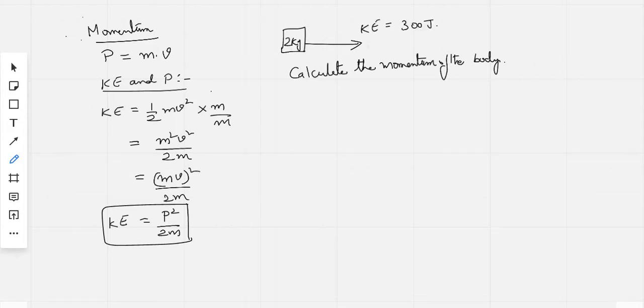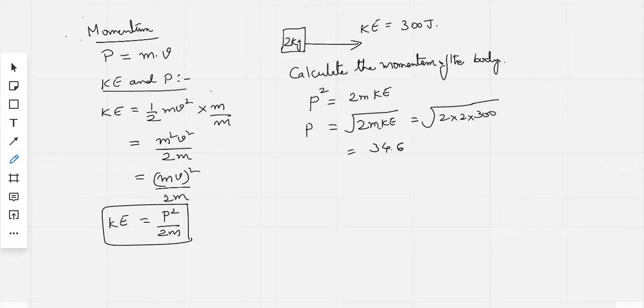Okay, so the problem is that a body of mass 2 kg moving in forward direction has kinetic energy 300 joules. Then calculate the momentum of the body. Now we know the formula KE equal to p square by 2m. From that we can rearrange the formula and write it as p square equal to 2m KE, and hence p equal to root over 2m KE. So therefore 2 into mass, which is given as 2 kg, and kinetic energy is 300 joules. So the answer is 34.6 and the unit of momentum is kg meters per second.